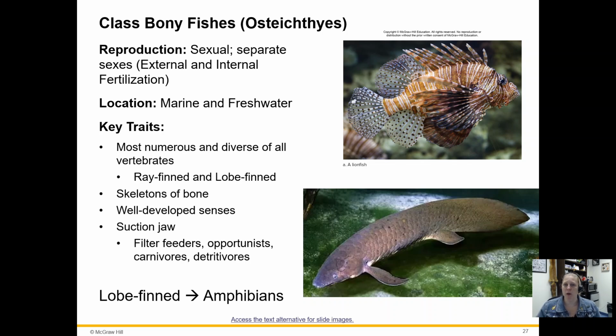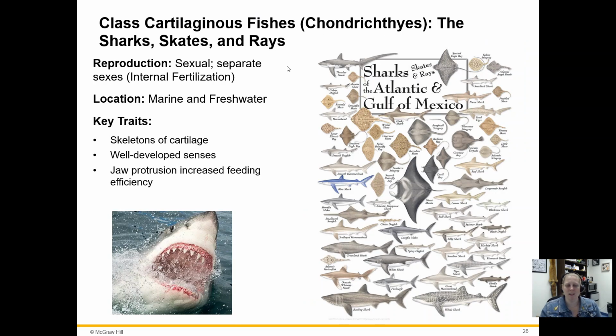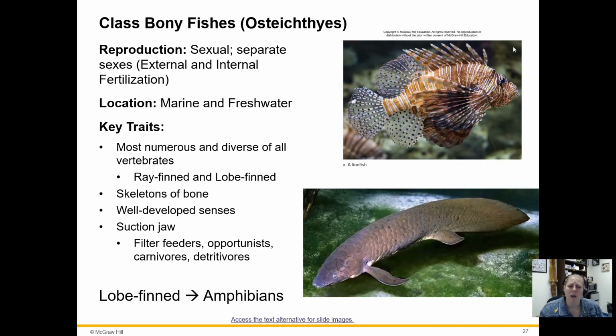I meant to mention with the cartilaginous fishes, when they talk about skeletons of cartilage, they're still very hard cartilage. It's like the cartilage in the bridge of your nose, where it's hard, and if you break your nose, that's really what you break. So it is still allowing for a lot of muscle attachment, but it's not quite the same as what we see in the bony fish.